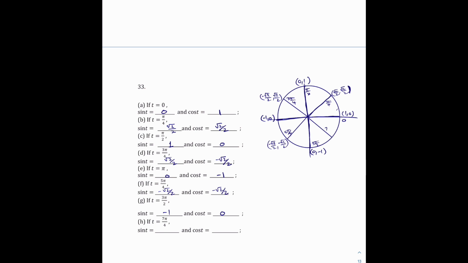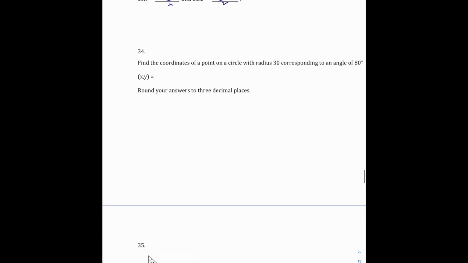So this is 7 pi over 4, and we know that point x is positive and y is negative. So sine is negative square root of 2 over 2, and cosine is square root of 2 over 2. Remember, this is cosine and sine, so we read it like that. So x is cosine and y is sine.